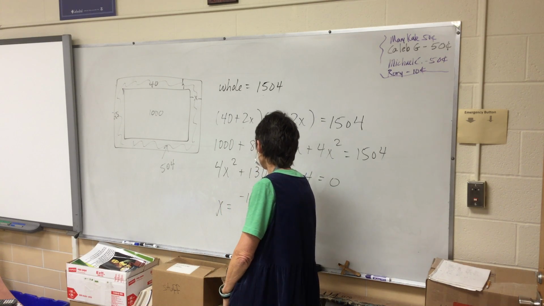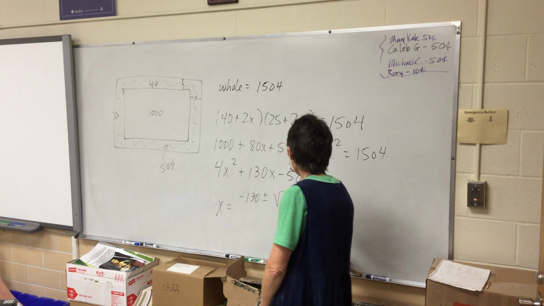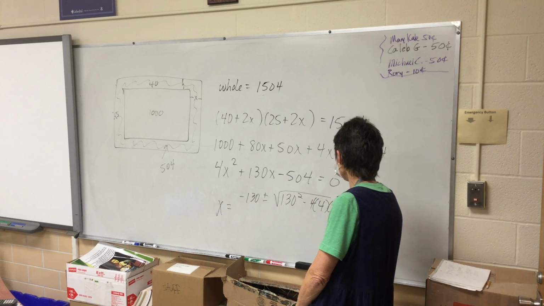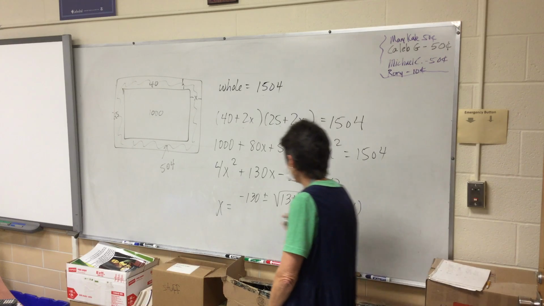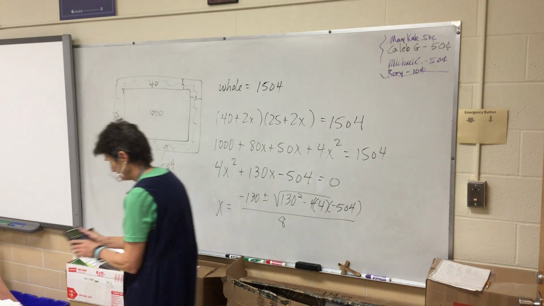x equals negative b plus or minus the square root of b squared minus 4ac all over 2a. I could smell the popcorn all the way upstairs. Yeah.